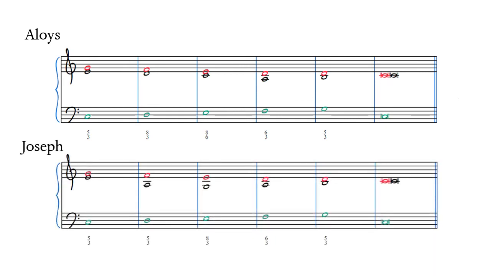Then Joseph offers what he believes is an improvement. In the second measure, Alois employs an 8/3 chord, which Joseph changes to a 5/3 triad by using his inner voice to leap to the note A.